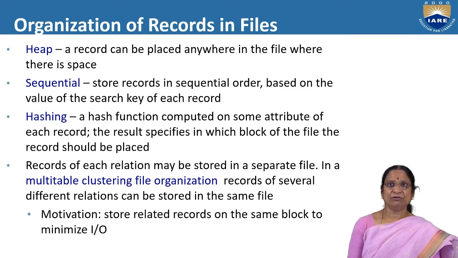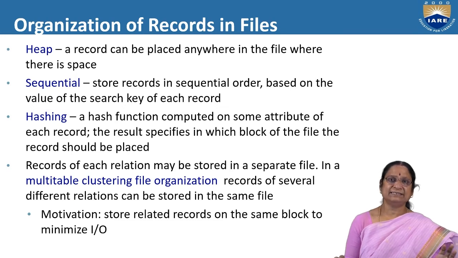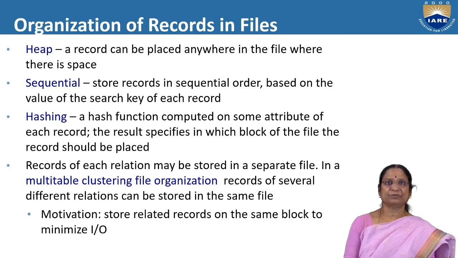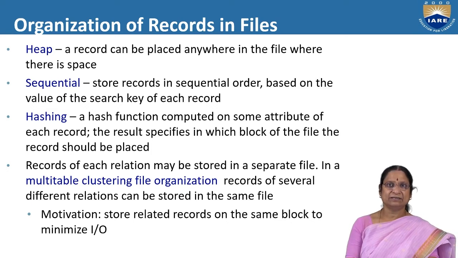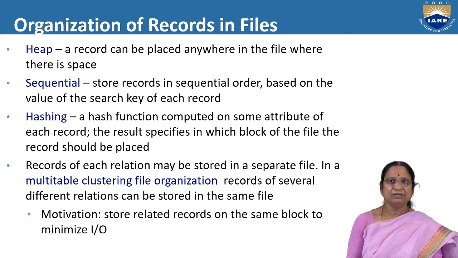Heap: a record can be placed anywhere in the file where there is space. Heap means just like a pool. Of course, they are going to have some techniques of how to connect to each other. That is different. Sequential: the entire set of records are going to be stored in a sequential order based on the value of the search key of each record. That is, it is stored in the sorted order of the key value actually.